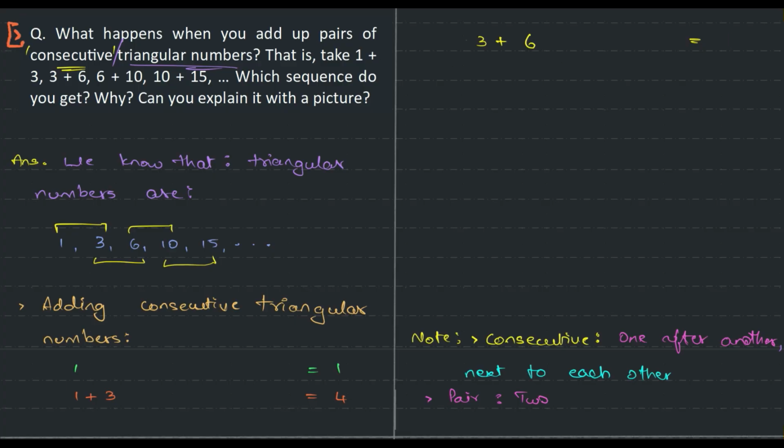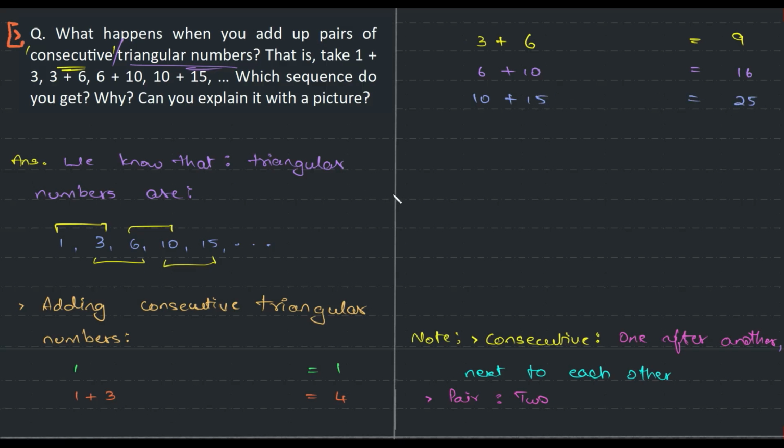Now the next pair is 6 plus 10. This is 16. Oh, my bad, not 10. This is 9. I was thinking of adding that 1. That's why I wrote 10. Okay, next is 10 plus 15. So this is 25.